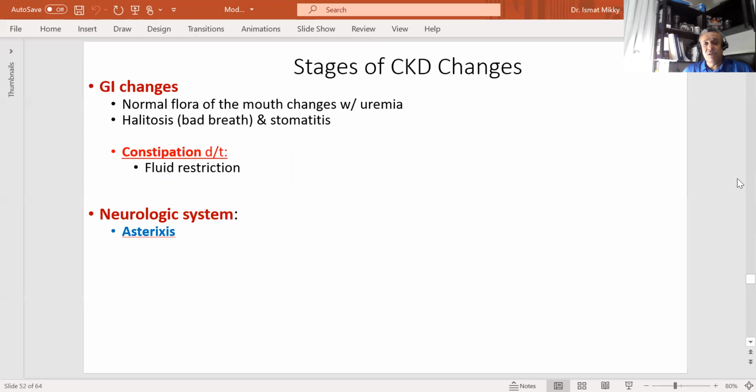GI changes also include halitosis and stomatitis. Patients will also have anorexia, nausea, vomiting, and hiccups. That's due to the uremia. Peptic ulcer is also common, as well as constipation.